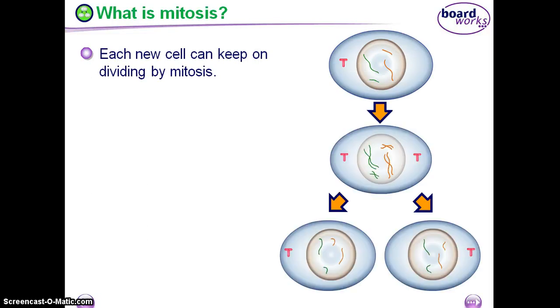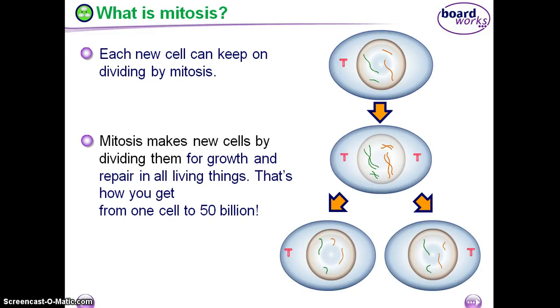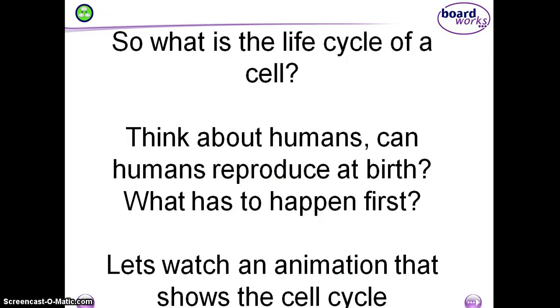Okay. And then cells can keep doing this, so they can do it over and over and over again, and eventually we'll get the 100 trillion cells that we are today. So just like humans, our cells have a life cycle. They go through stages of life, like we go from babies to adolescents to adults, right? Well, your cells have a life cycle too.